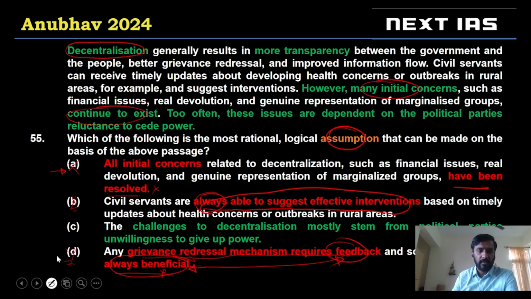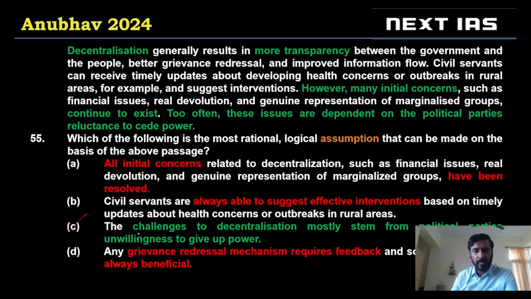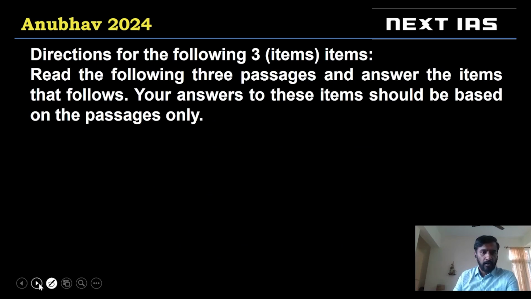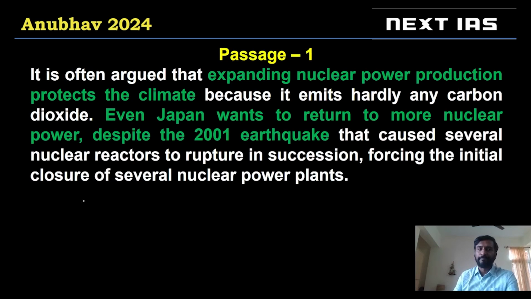So D is invalid. The valid assumption that we can make is challenges to decentralization mostly stem from political parties' unwillingness to give up power. Mostly stem from, because too often. So therefore, mostly stem from. Right? Baki sara to is a repetition of the last sentence. Fairly easy question. Okay. C is the correct choice for question 55 from set C.